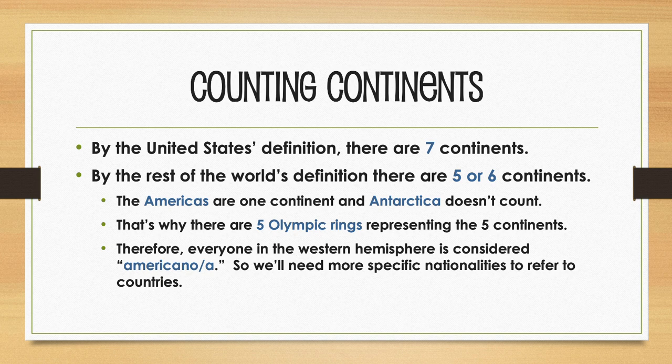The first thing we want to talk about is what are those continents? How many continents are there? In the United States, most children are taught that there are 7 continents, but most other countries in the world teach children that there are either 5 continents or 6. Most cultures consider the Americas to be one continent, America, and some countries don't consider Antarctica to be a continent. That's why when the Olympics happen, there are 5 Olympic rings. Each of those 5 rings represents a continent.